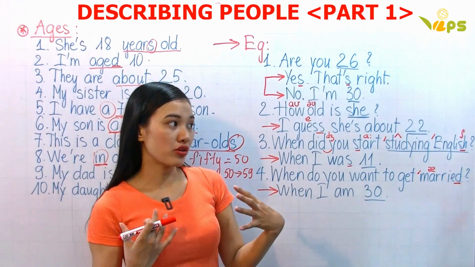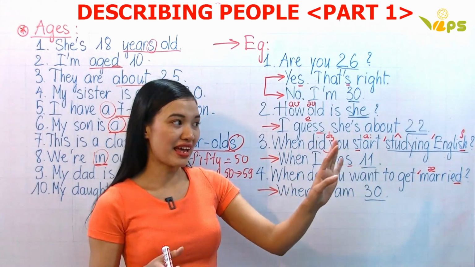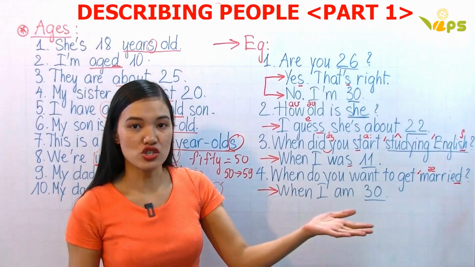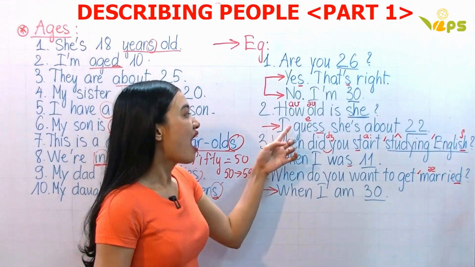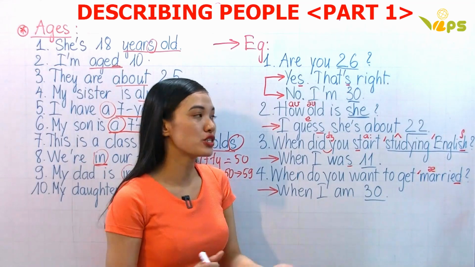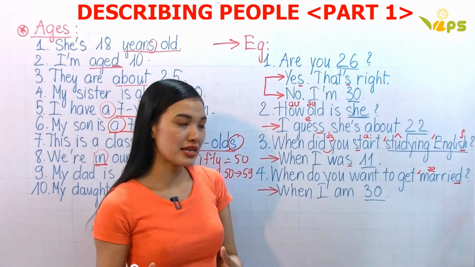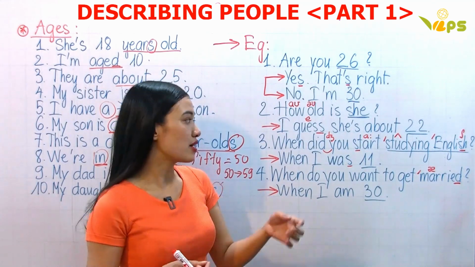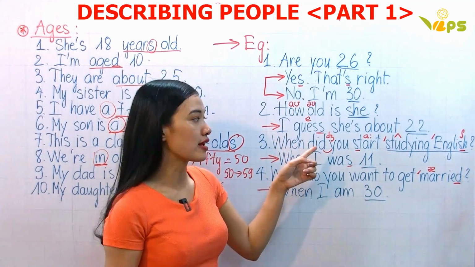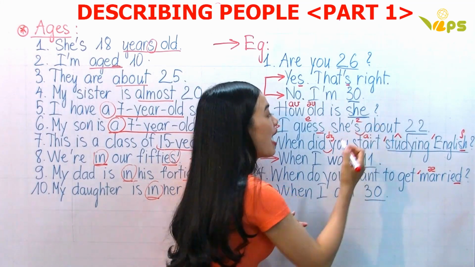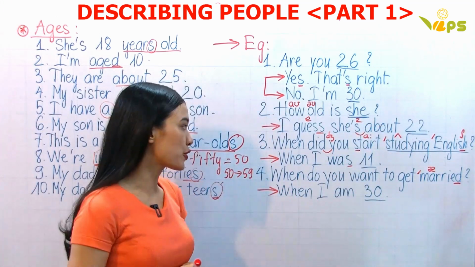Number 2, how old is she? You don't know that girl's age, and then you can ask your friend, how old is she? And your friend can say, I guess she's about 22. Maybe your friend doesn't know exactly how old she is, and then he can make a guess. Okay, I guess, that means I think. I guess she's about 22.